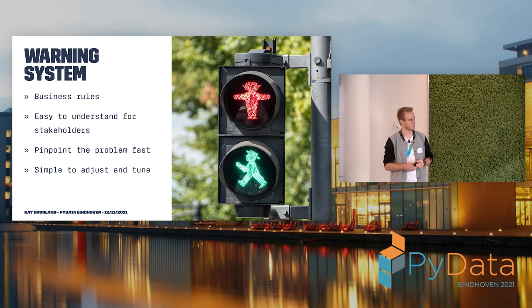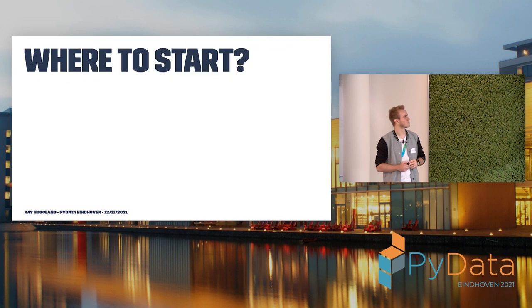Using a warning system that contained business rules, so a bit easier than the first model, but this was even more easy to understand for stakeholders. It's easy to pinpoint the problem fast, and it's simple to adjust and tune, so it really works like a traffic light with the business rules. But where do you start? A business rule system is quite nice, but where do you start defining the business rules?